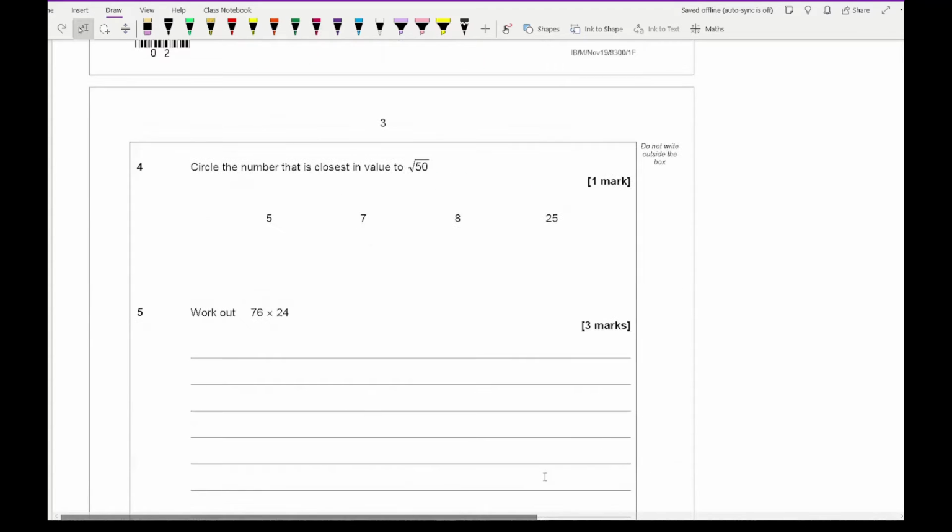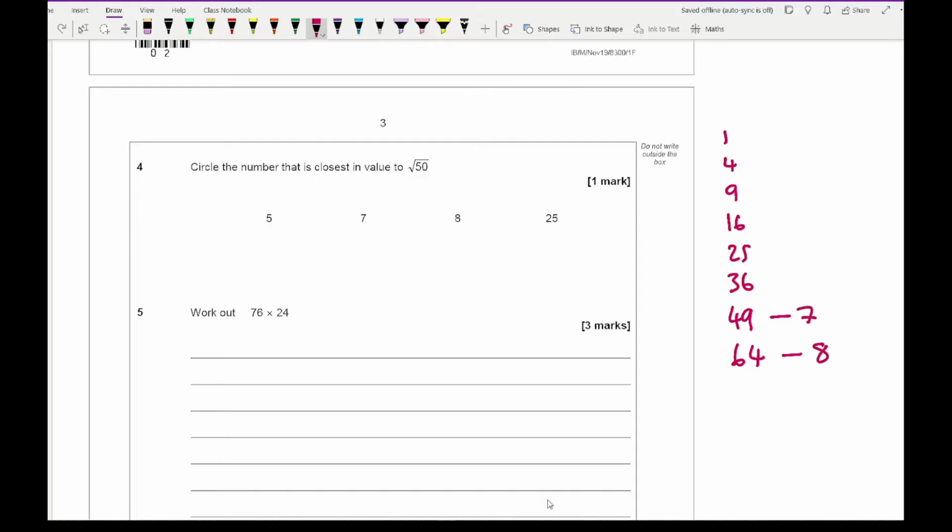Now scrolling down to question 4, it says circle the number that is closest to the square root of 50. Now for this, what you need to do is write down your square numbers. So here we've got 1, 4, 9, 16, 25, 36, and 49, and 64, until we get to a number that's above 50. Now square root of 49 is 7, and the square root of 64 is 8. So we're looking for which one is it going to be closest to. Now 50, is it closer to 49 or is it closer to 64? Well, it's closer to 49, which is the square of 7, so 7 is our correct answer.